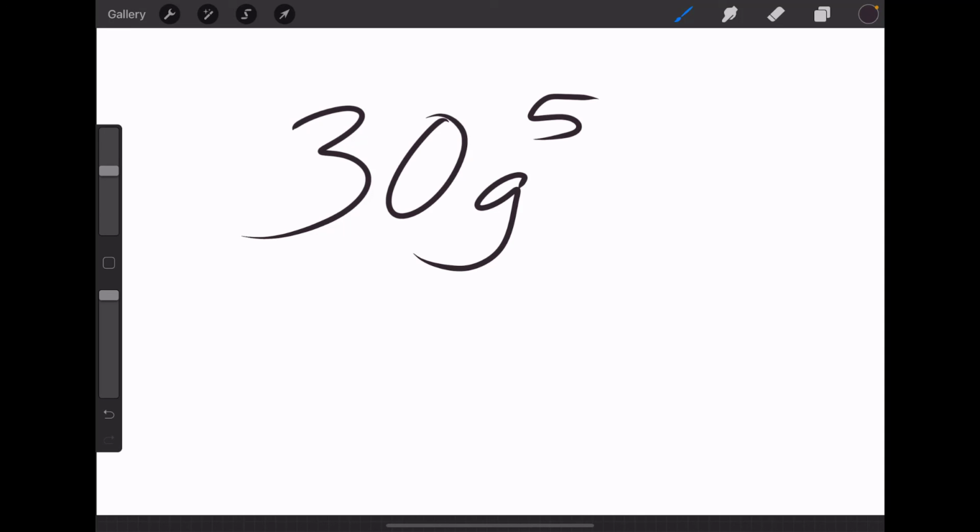to the fifth power. All right, work through the rest of the problems on your worksheet, and if you need any assistance, let me know.